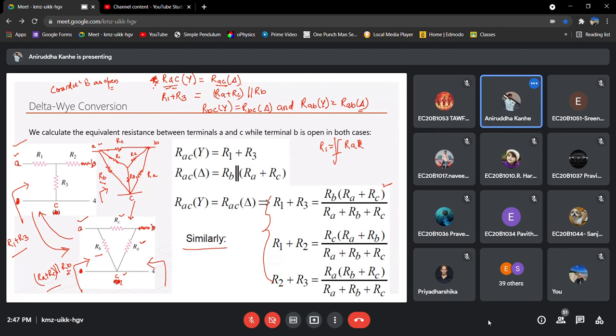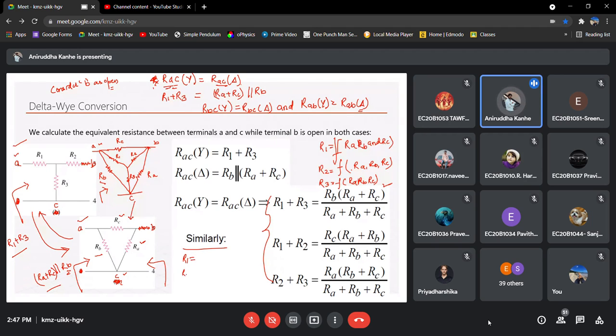RB and RC. Similarly, R2 is a function expressed in terms of RA, RB and RC. And R3 is also a function of RA, RB and RC. Can anyone quickly find out what is the value of R1, R2, R3?